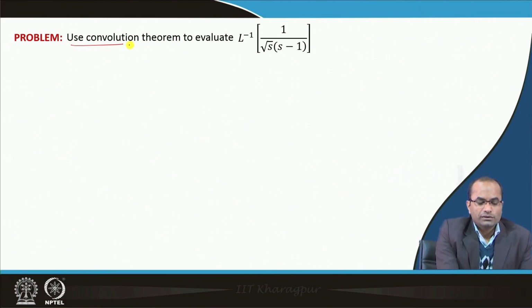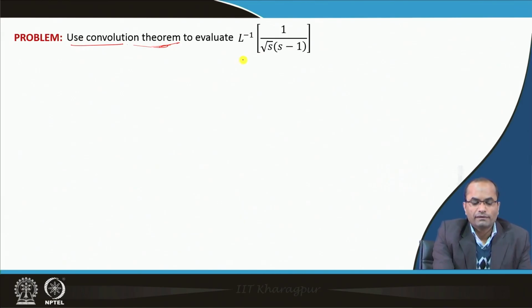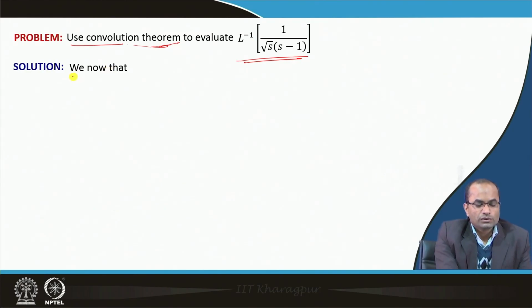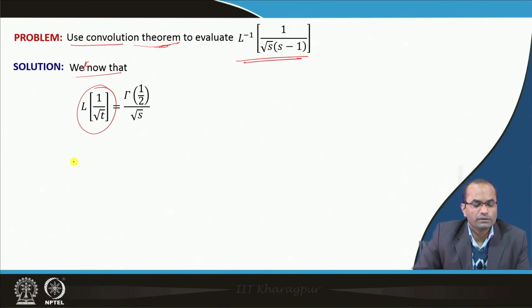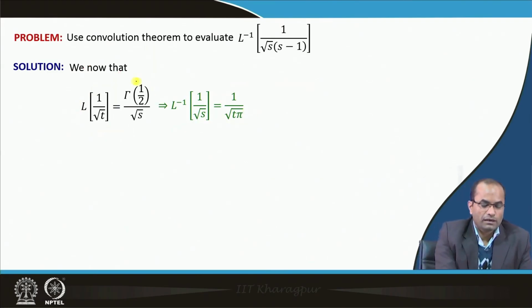Here we can use the convolution theorem, which we have already discussed in the previous lecture. We can evaluate, for instance, the Laplace inverse of 1 over square root s times s minus 1, and the result will be in terms of the error function, which we can see in a minute. So, we know that Laplace of 1 over square root t is gamma half over square root s. That means the Laplace inverse of 1 over square root s is 1 over square root of t pi, because gamma half is square root pi.